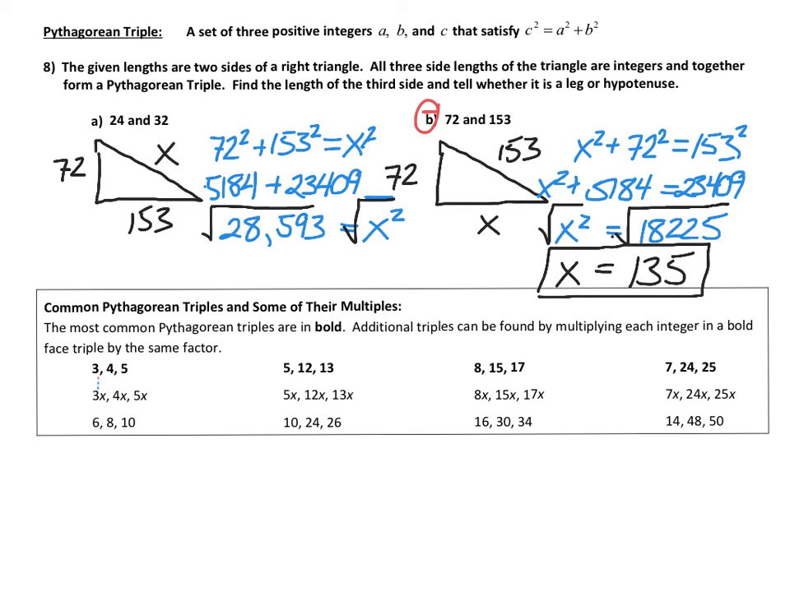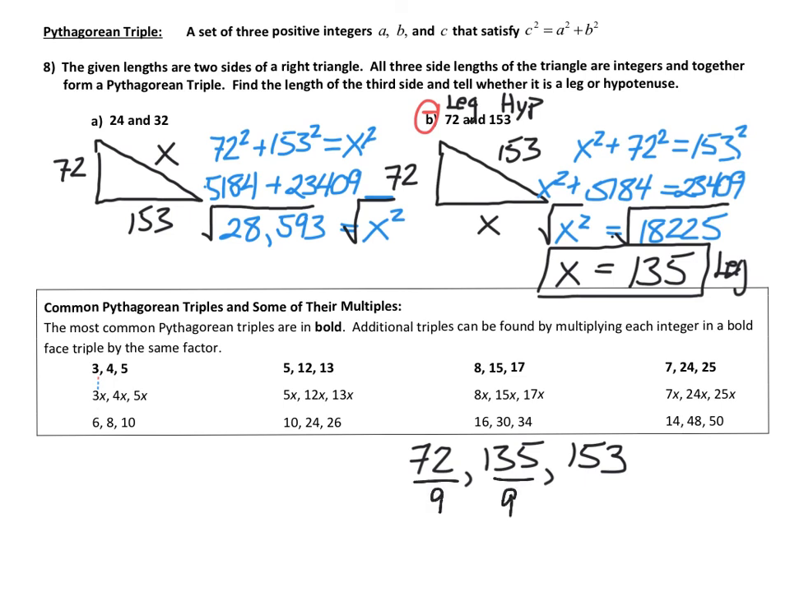So in part B, 72 is a leg and 153 is the hypotenuse. And then my other leg is 135. So there's my Pythagorean triple, 72, 135, and 153. Now, if I go back and divide all of these terms by 9, 72 divided by 9, 135 divided by 9, 153 divided by 9, what I'm going to get is 8, 15, 17. So there is my triple.